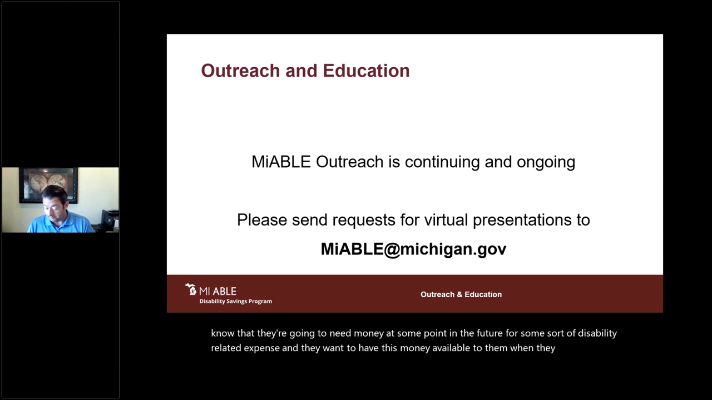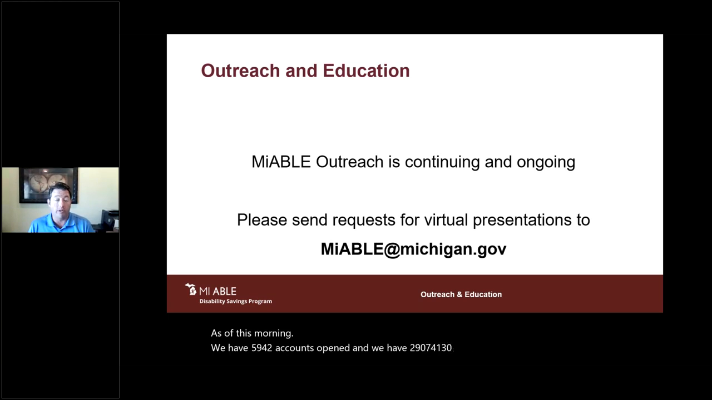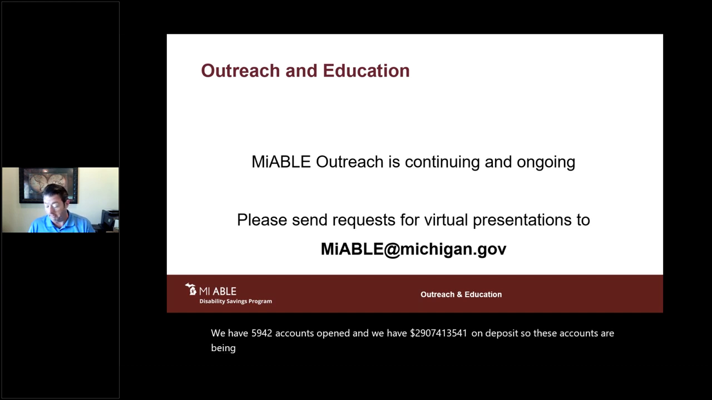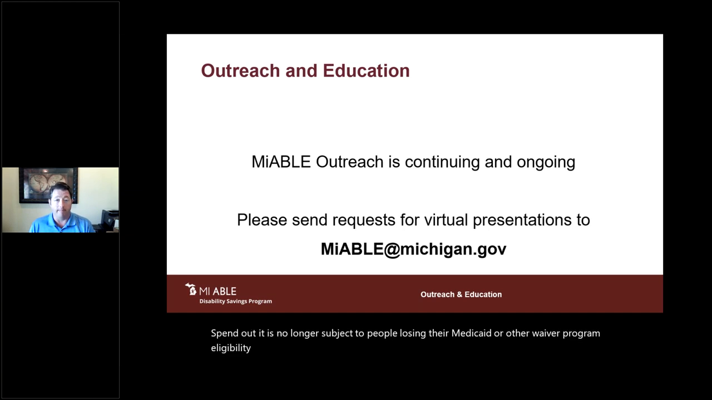As of this morning, we have 5,942 accounts opened, and we have $29,074,135.41 on deposit. So these accounts are being used. People are saving money. People have sheltered $29 million that is no longer subject to spend down. It is no longer subject to people losing their Medicaid or other waiver program eligibility because of these assets being in their name. So it is working. It is doing exactly what we intended it to do. We just need help building the program.